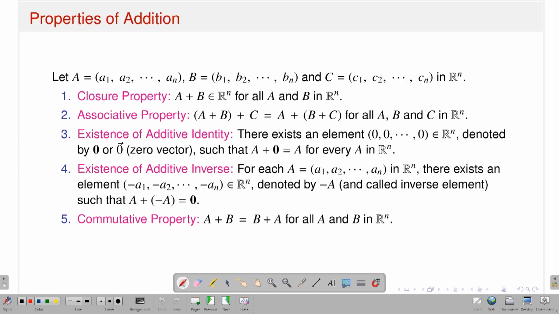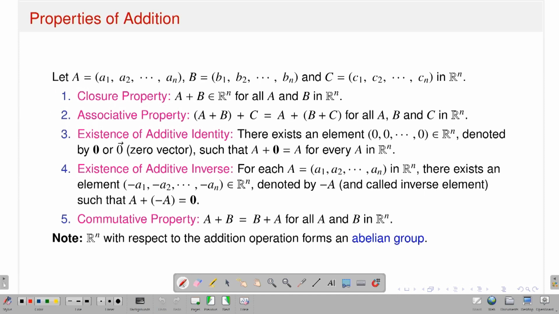Then the next property is the commutative property, that is A plus B equals B plus A for all A and B in Rn. In abstract algebra, a non-empty set with a binary operation satisfying the first four properties is called a group. If a group satisfies the additional property of commutativity, then it is called an abelian group. So, in abstract algebra terms, Rn with respect to the addition operation forms an abelian group.